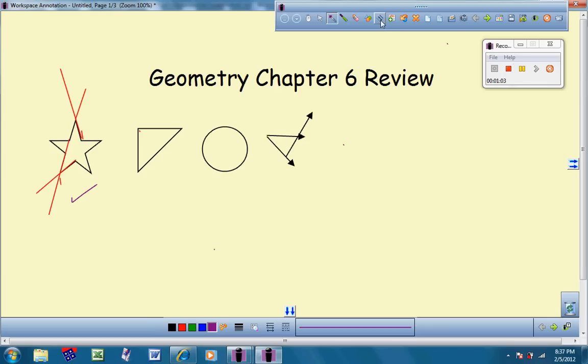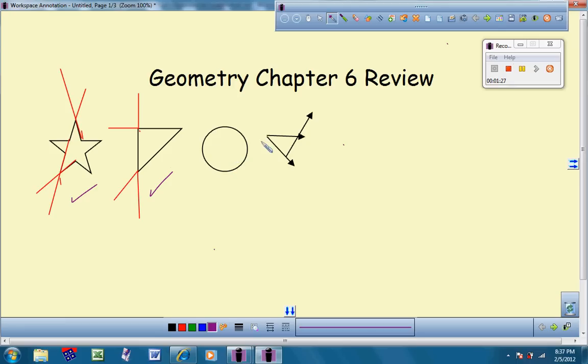Alright, next, look at the triangle. Is the triangle a polygon? It's made of three sides, which are segments. And if I go ahead and decide to extend this side here, we see that it intersects only two other sides, which is here and here. So yes, this figure is a polygon.